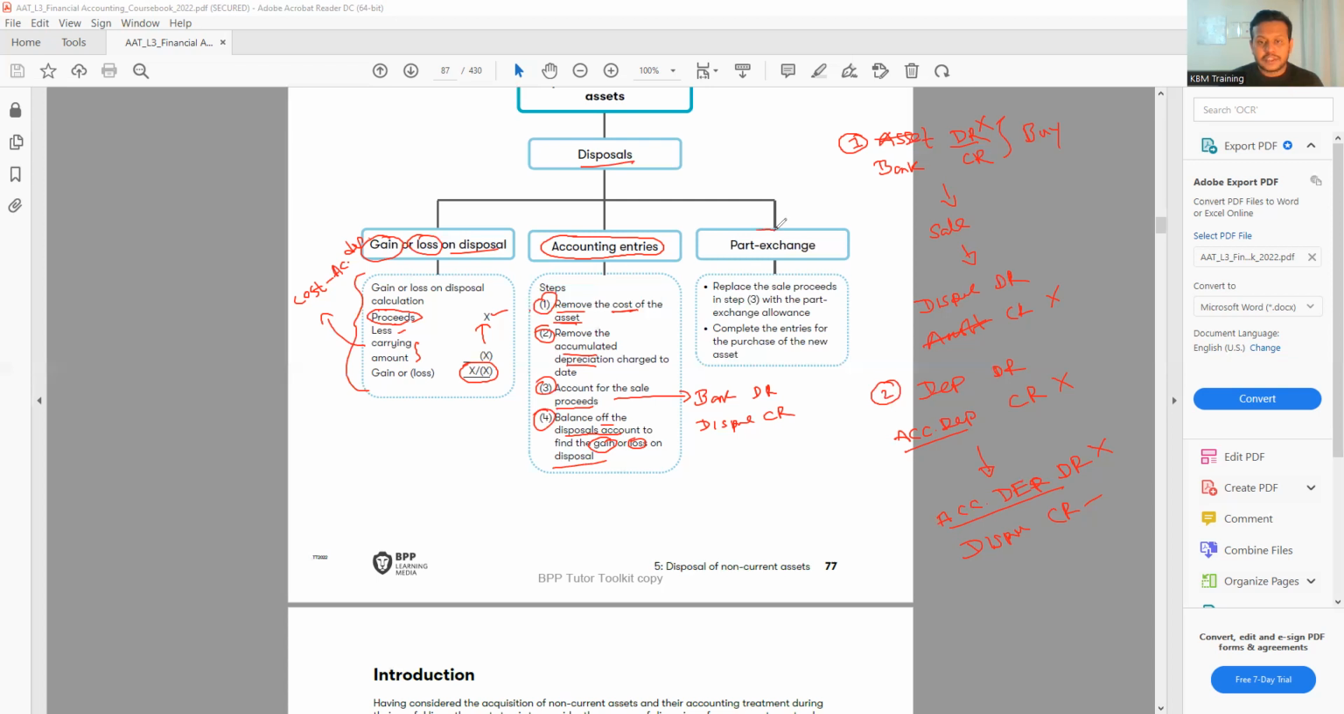Then you have a part exchange. Replace the sale proceeds in step 3 with the part exchange. Complete the entry for purchase of the new asset. It is possible we can give the old asset to get the new one. So in this case, there will be no cash coming to the business. So there will be no bank. It will be the new asset.